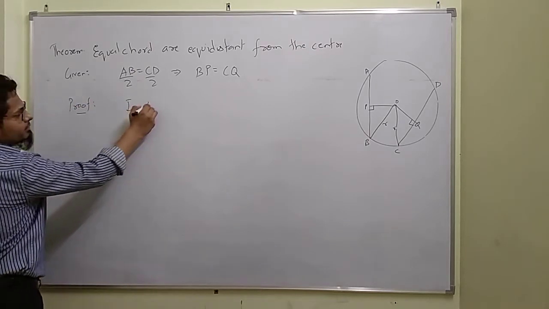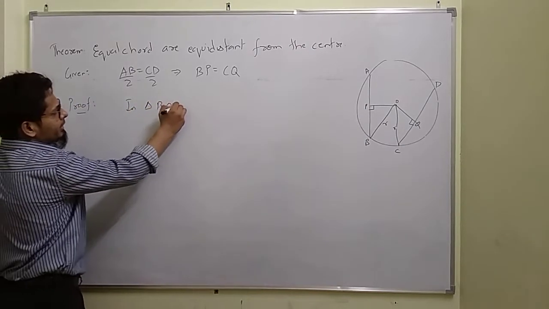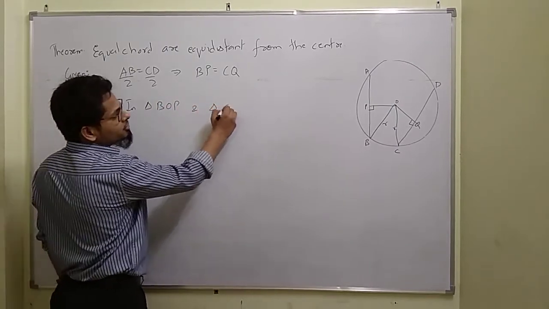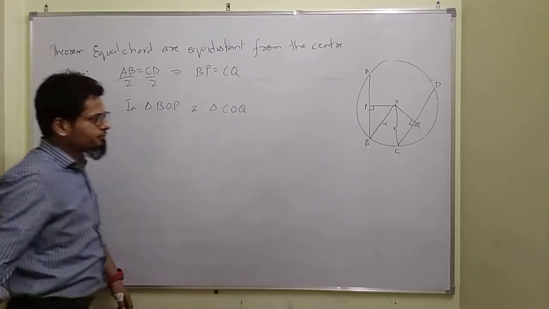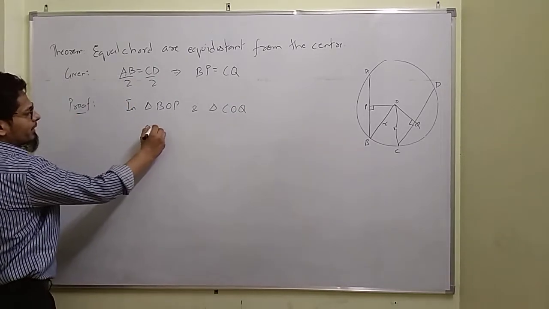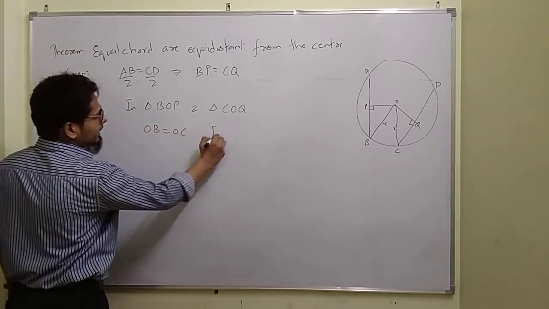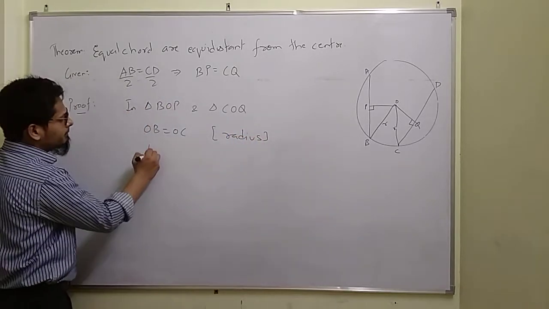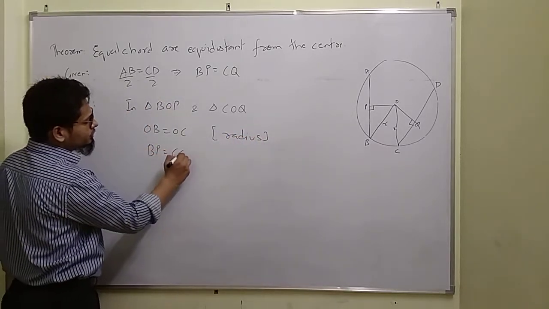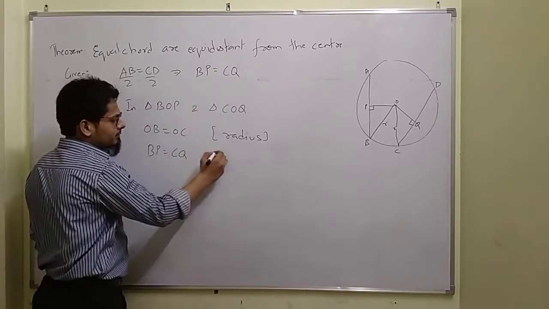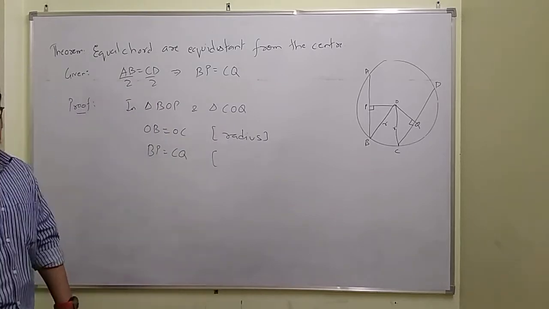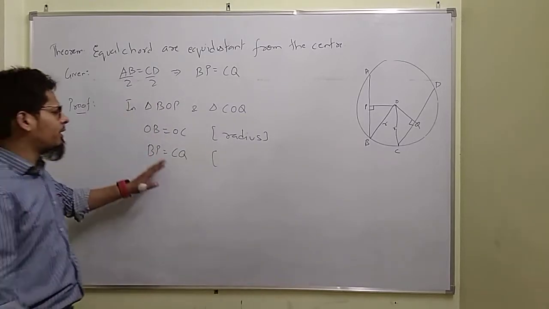In triangle BOP and triangle COQ. Here, I write first OB is equal to OC. Both are the radius of circle. Okay. Second, BP is equal to CQ. I write it here. It is mentioned above. Mentioned above भी आप कह सकते हैं. It is also maybe the reason. Proved above ठीक है. Proved above भी कहते हैं ना.